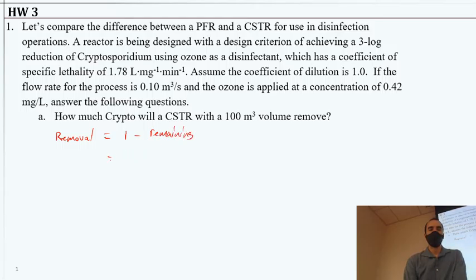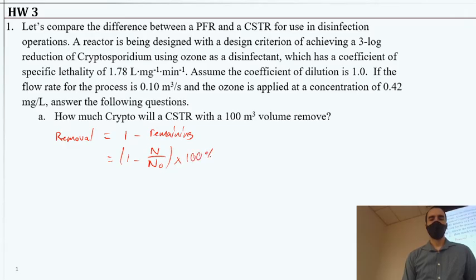So the removal is going to be 1 minus N over N naught, because N over N naught is what we've got at the end of the process compared to what we had at the start. That's the fraction remaining in the system, so 1 minus that should be our removal. We could give the final answer as a percent if we wanted to, which would just be multiplying by 100%. So starting from the end of the question, that's what we're going to be looking for.